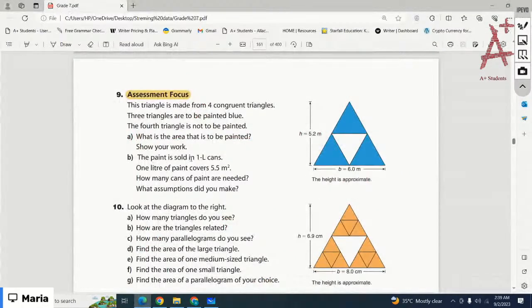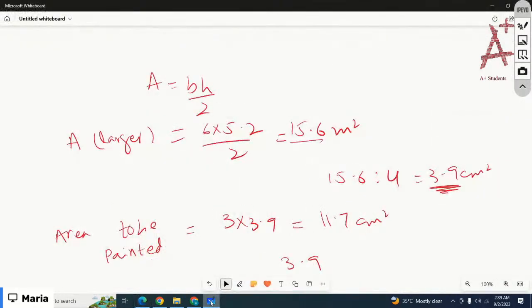Okay, the paint is sold in 1 liter can. 1 liter of paint covers 5.5 meter square. How many cans of the paint are needed? Okay, 1 liter covers 5.5 meters, right? So the area is 11.7. So 11.7 divided by 5.5 is 2.13 liters. That means one can paint about 3 cans, right?